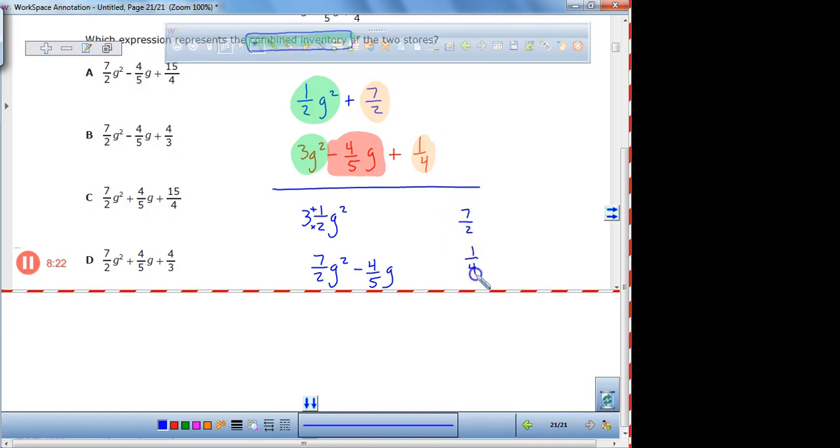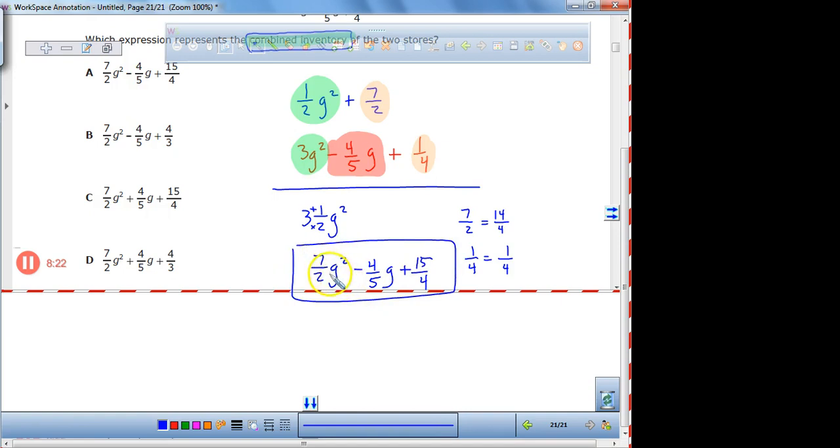Common denominator, okay? So what would I have to do? I'd have to make this denominator right here equal to a 4. Now that's already a 4, right? So that multiplies by 2, so multiply that by 2. Then we can add the numerators together. That's it, 15 over 4.